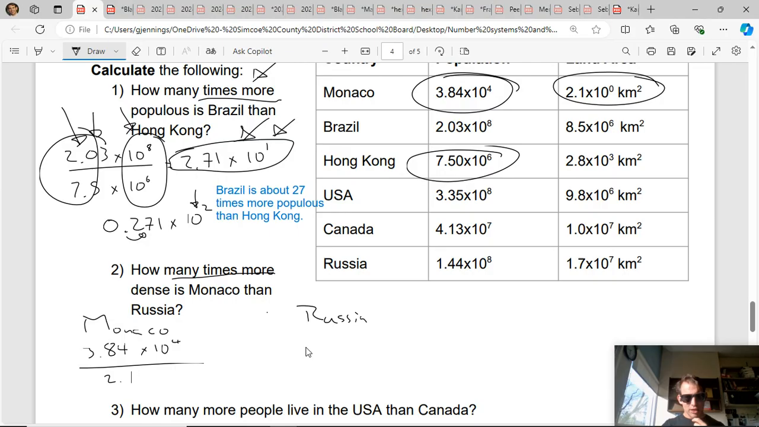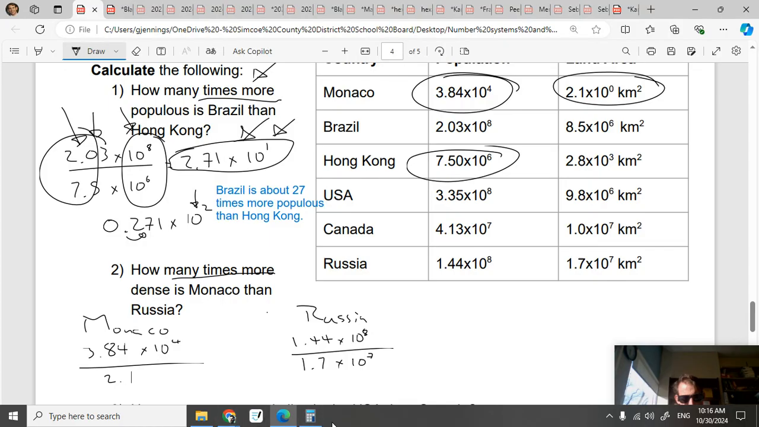Russia, on the other hand, is 1.44. Oh, man, there's so many more people, times 10 to the 8. Oh, but it's so much bigger. 1.7 times 10 to the 7. Okay, so let's work out what those are with our calculators.